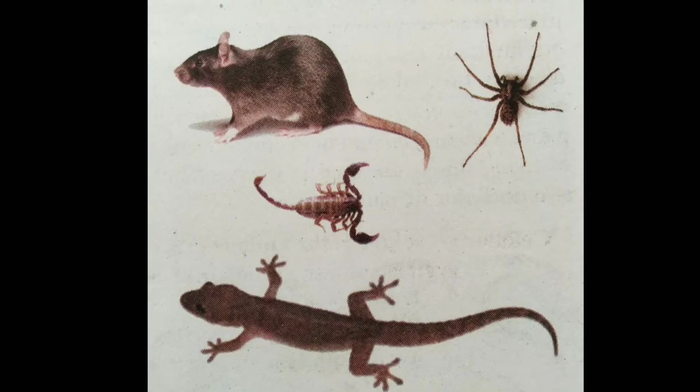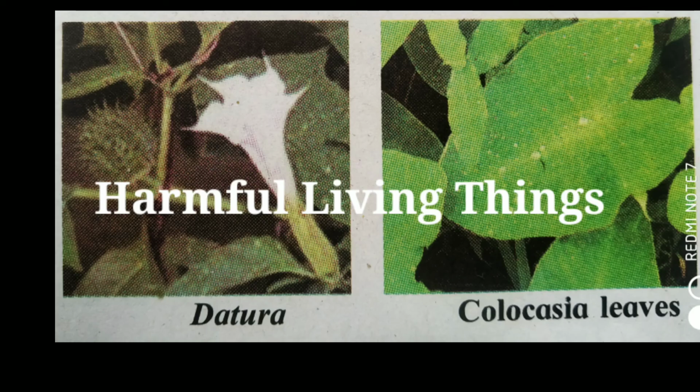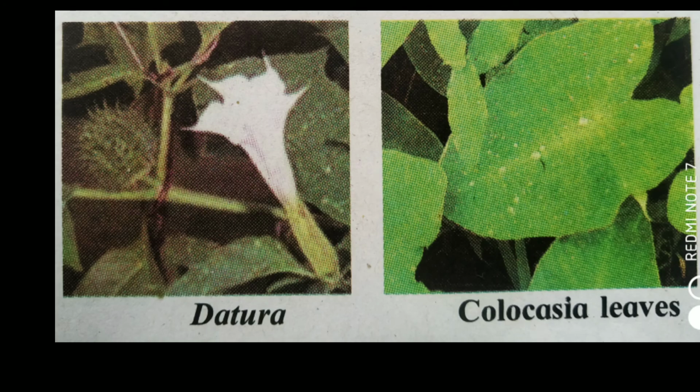We find some harmful living things. Some animals and plants around us are very harmful to man. For example, a rat, some lizards, spider, scorpion are harmful living things to man. Some plants can be harmful to man, for example datura and colocasia leaves. Due to colocasia leaves, there may be itching of the skin.